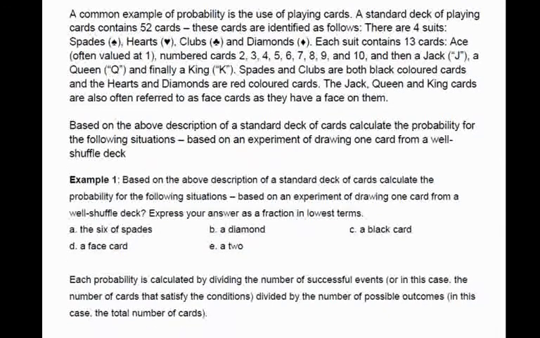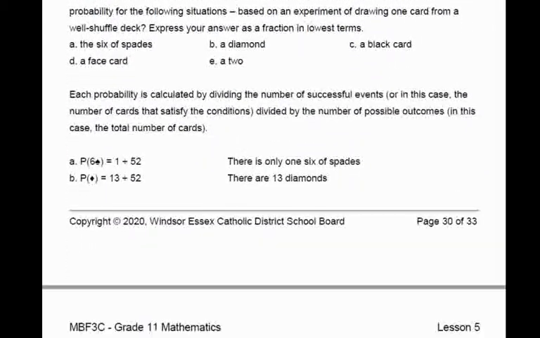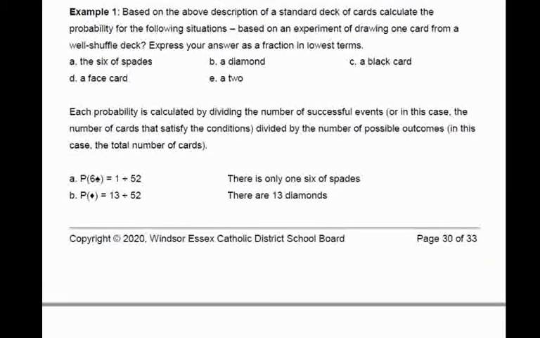So the question for example 1 is to determine the probability of each of these events happening, and we have the probability of getting a 6 of spades. There is only one 6 of spades, just like there's only one of each card and suit combination. So there is one successful event out of 52 possible events, the 52 cards. The probability of getting a diamond, question B: there are 13 cards in each suit, so it's 13 divided by 52.